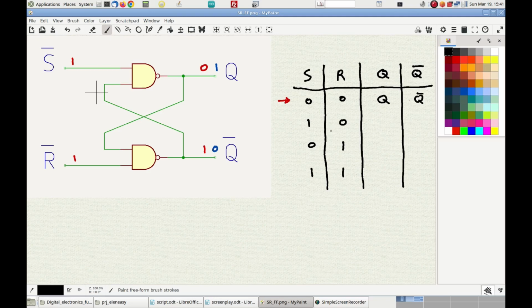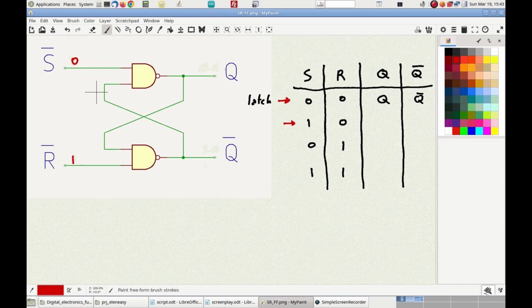We say that the flip-flop is in a latch condition, where whatever the initial output is, it stays that way as long as the two inputs S and R are both set to 0. Let's now see what happens when we apply the inputs from the second row of the table to the flip-flop. In this case, S equals 1 and R equals 0, and therefore we have a 0 and a 1 at the inputs in the schematic.